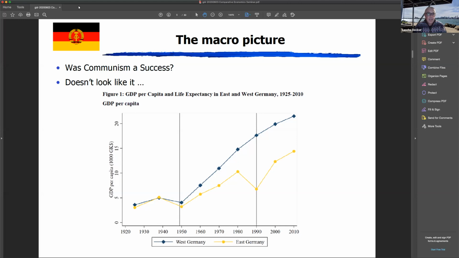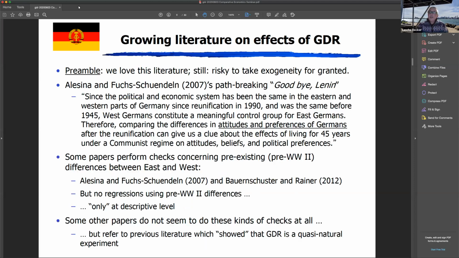But then by the end of 40 years of communism, GDP per capita in Eastern Germany was less than half of that in the West. So at that very high level, communism doesn't strike us immediately as a success in terms of macroeconomic outcomes. So what we then talk mostly about is the growing literature on the effects of the GDR.